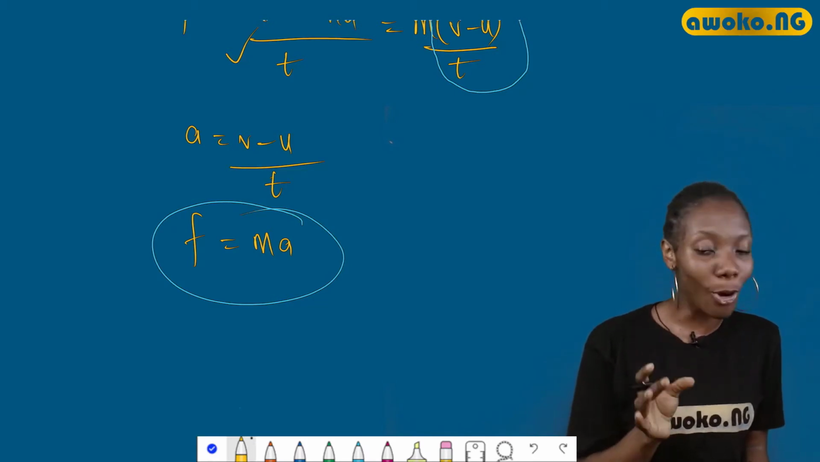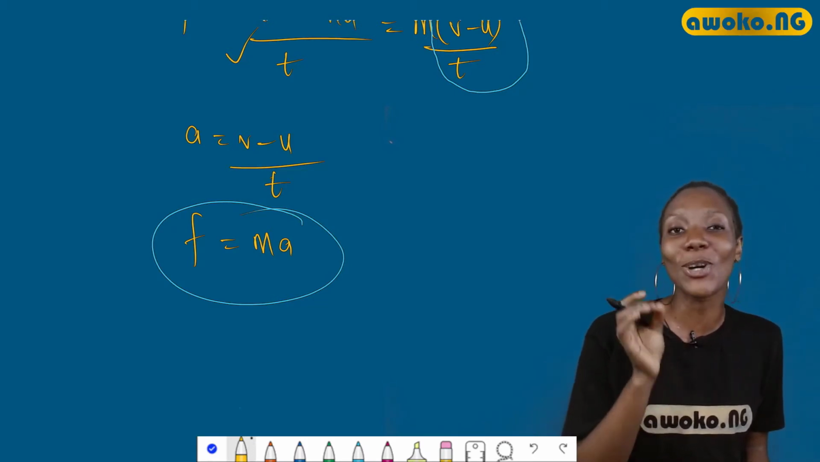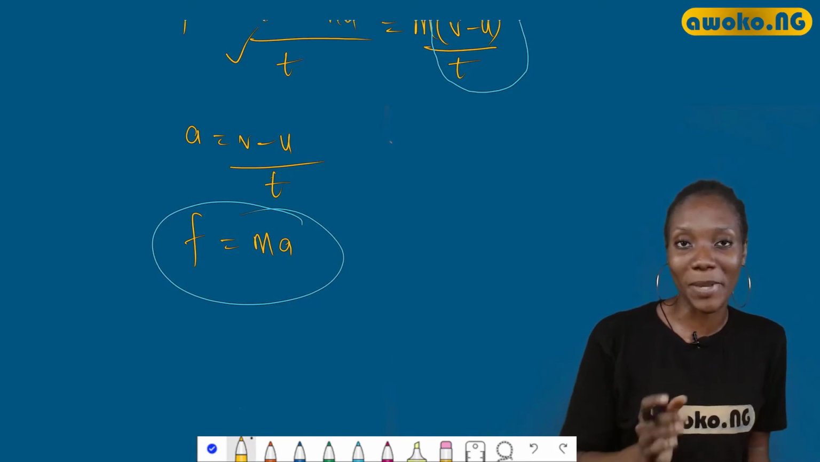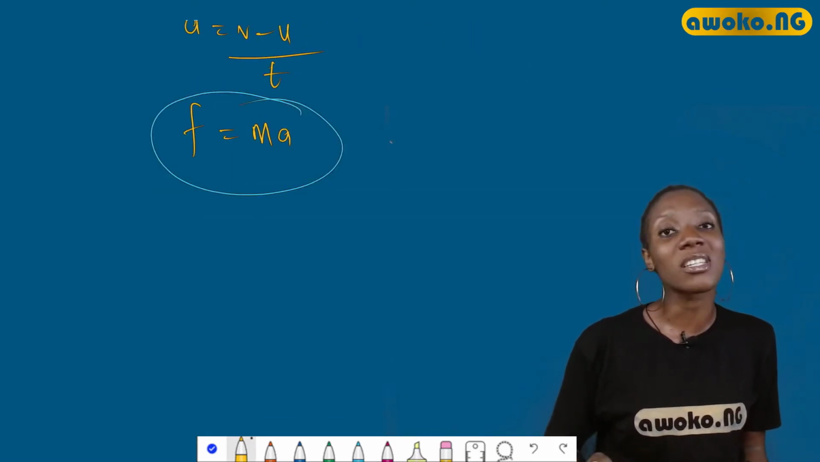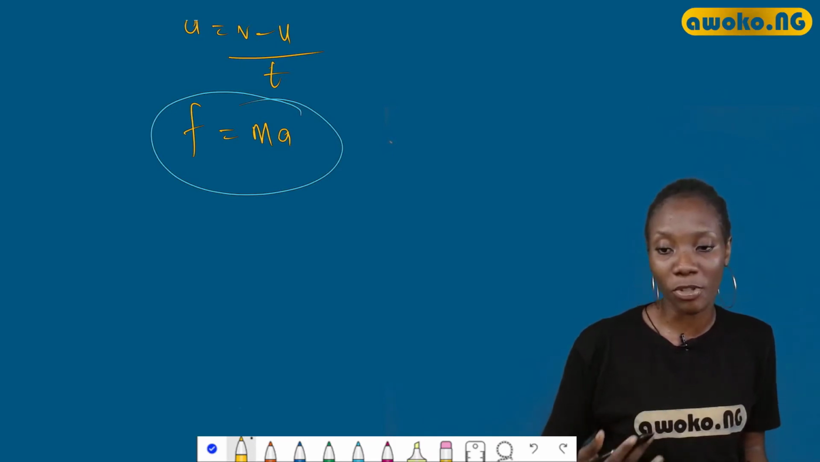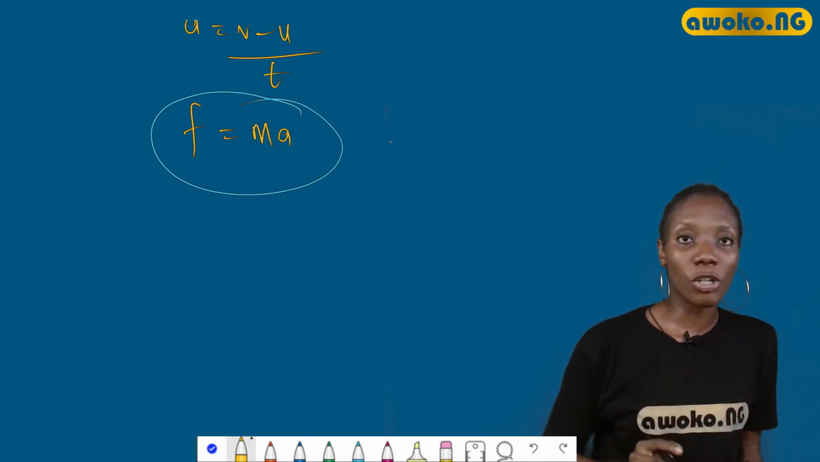Newton's second law had some cool deductions. I'm going to show you what I mean by these deductions. If you know in physics, if you don't get the basics, you end up missing it. You end up confusing yourself. So Newton's second law had some deductions.